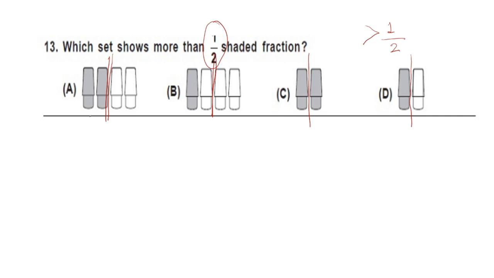Now, in A, it is half which is shaded, so it is not more than half. In B also, it is less than half that is shaded, so this is also good. But here, both are shaded, so it is more than half that is shaded. So option C could be the right answer, but let's see option D. Here also, half is shaded, so it fits the condition. So your right answer is option C.